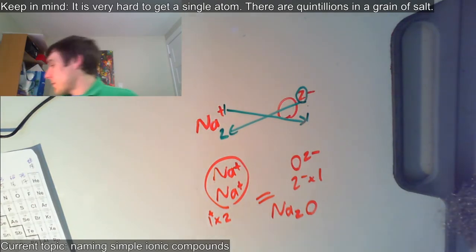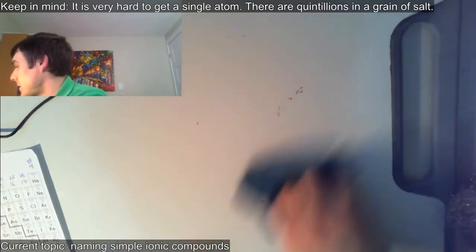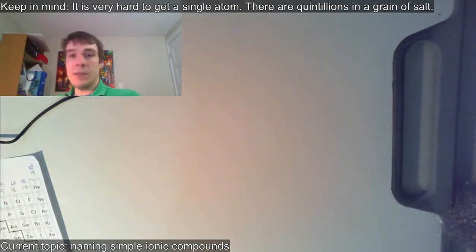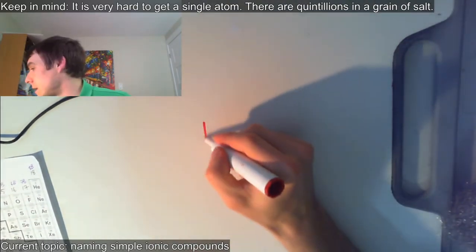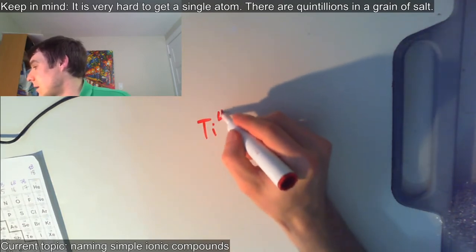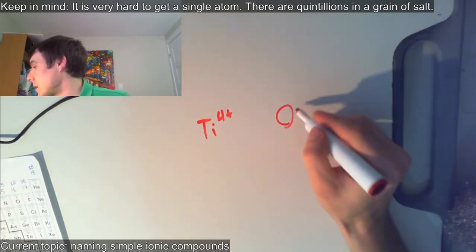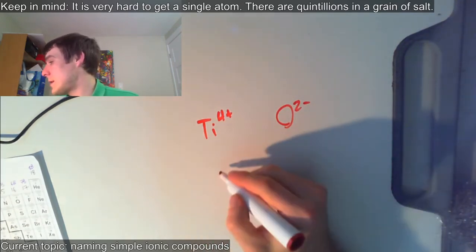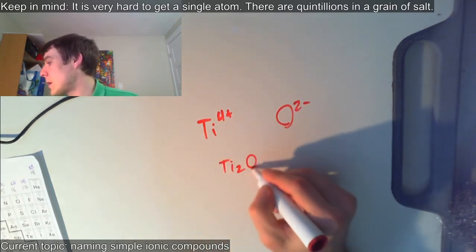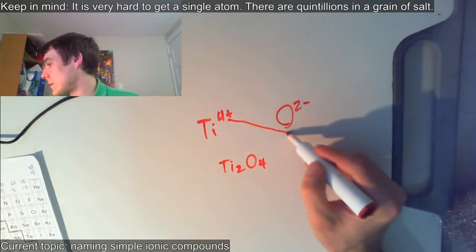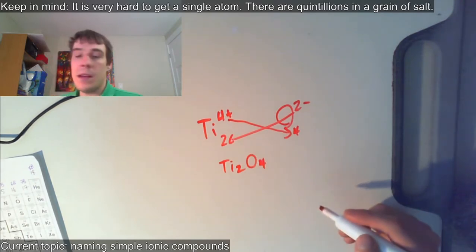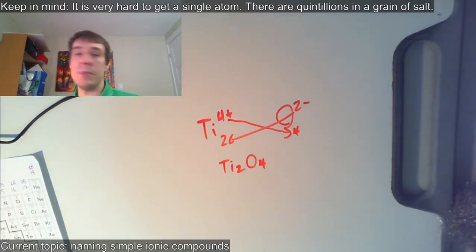But do be careful of the crisscross method, because there are certain cases where it doesn't quite work right. And those cases are something like this, like titanium, which can make a 4+, and oxygen, which is a 2-. If you try to crisscross, this suggests that you have Ti2O4, because right here you're crisscrossing. The 4 goes here, and the 2 goes here. But that's not the simplest ratio, right?